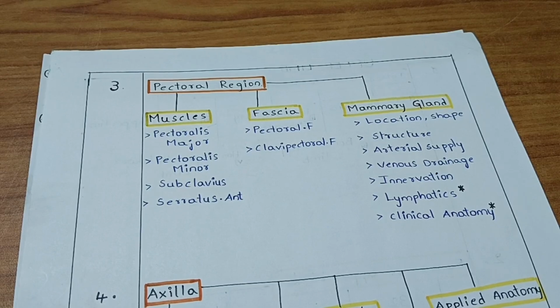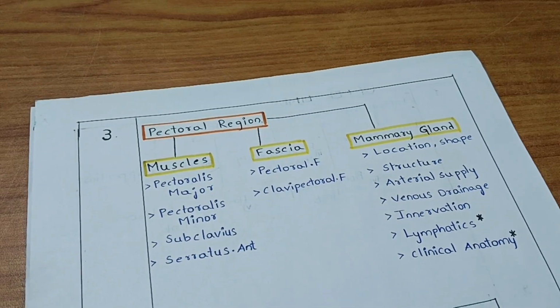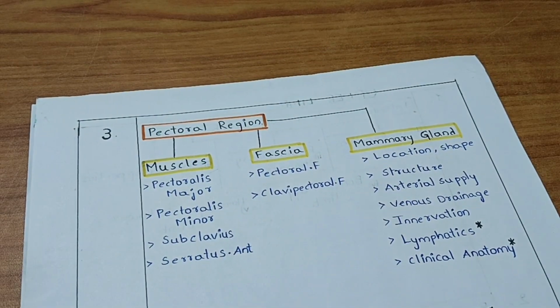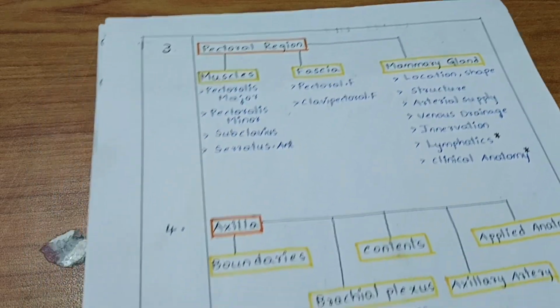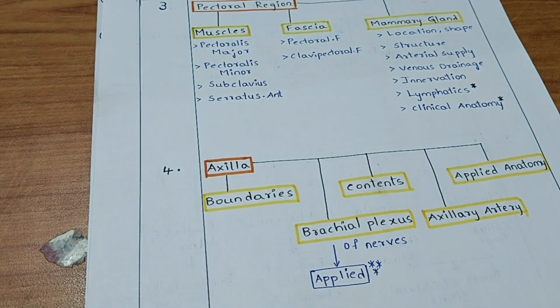Today we are going to discuss the axilla. In the last class we completed the pectoral region, the muscles in the pectoral region, the fascia covering the pectoral region, and more importantly the breast. The breast is covered in two parts. If you did not watch, please go watch it. Today we are going to start the axilla. In this lecture we will complete the boundaries of the axilla, where it is presented, and the contents of the axilla.